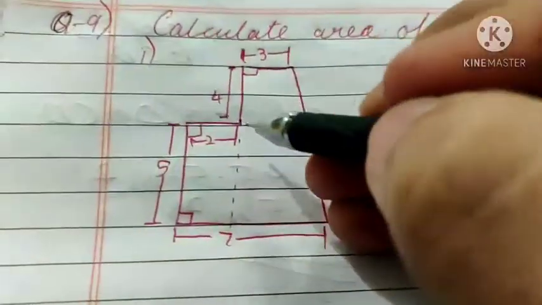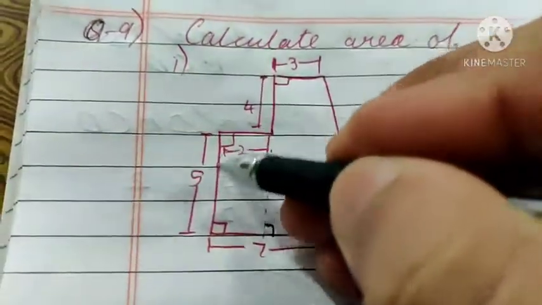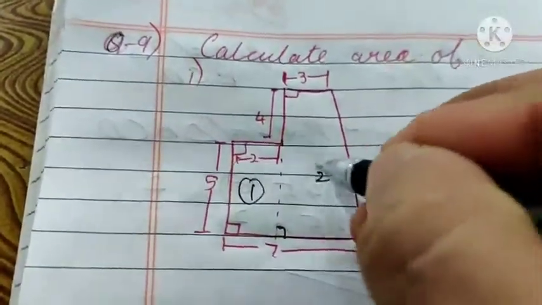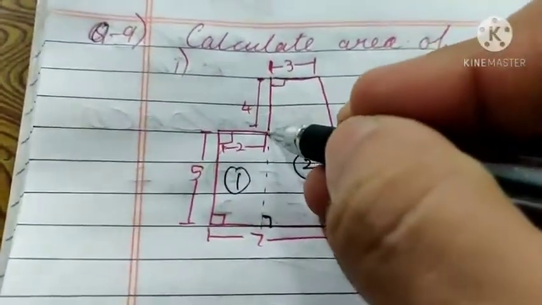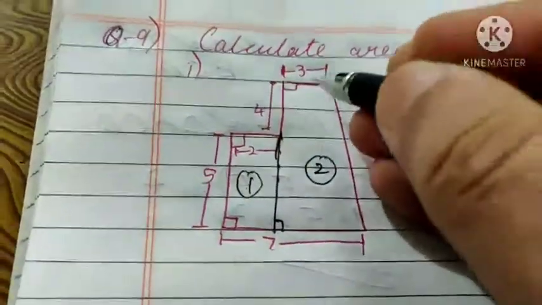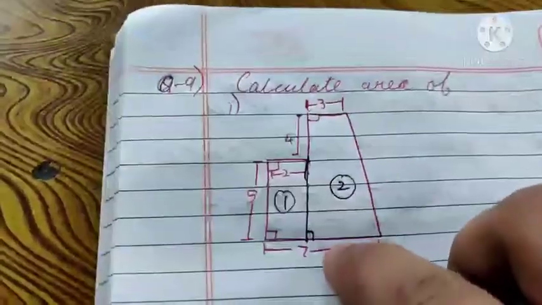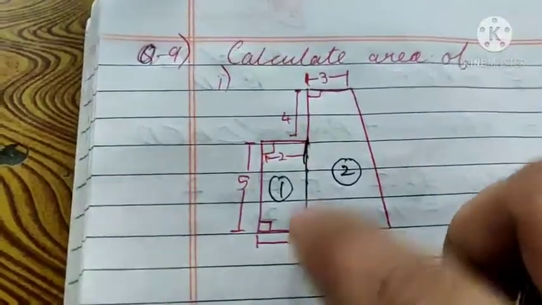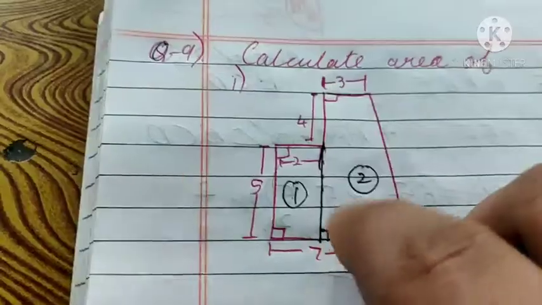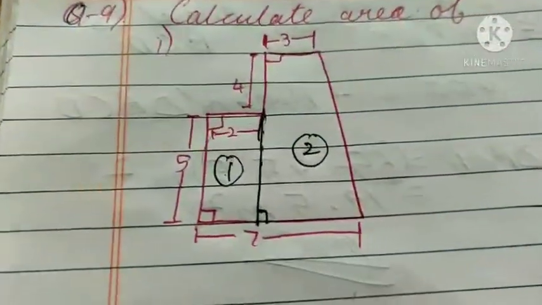Now we can see that this line is parallel to this one and is at 90 degrees. This forms a rectangle, if this is figure 1 and this is figure 2. And this, if you can see, is a trapezium with two sides parallel. How can we say that they are parallel? Because this and this are 90 degrees. So these two sides are parallel and these two sides are non-parallel, so this forms a trapezium.